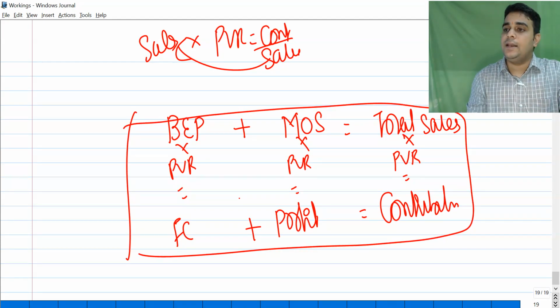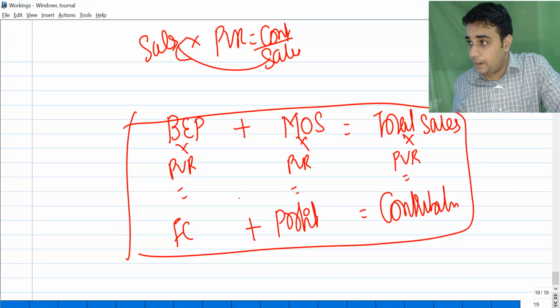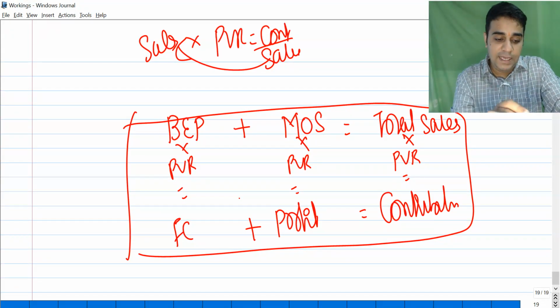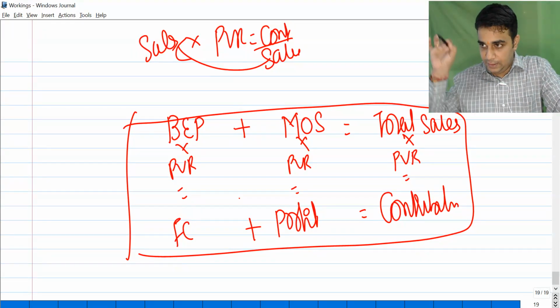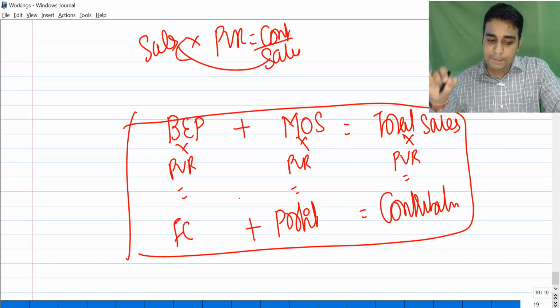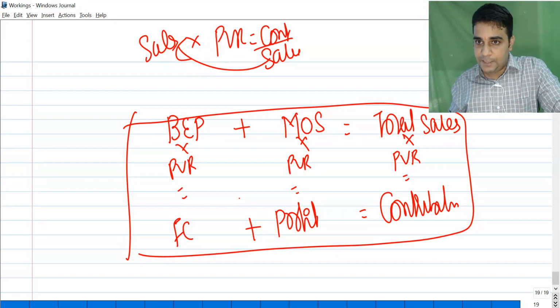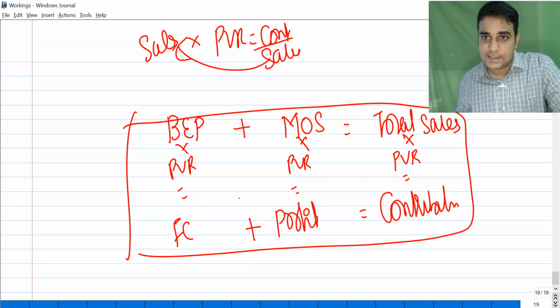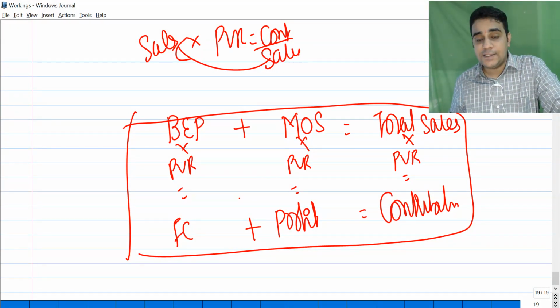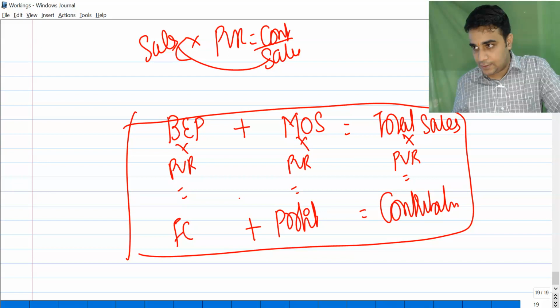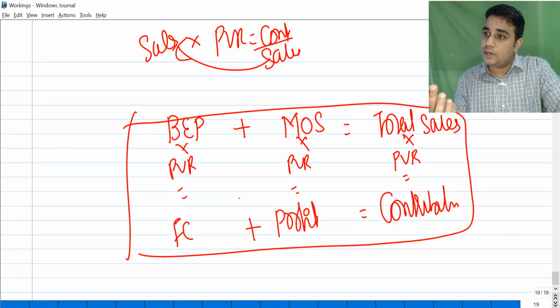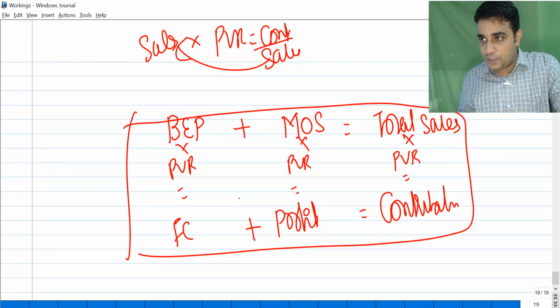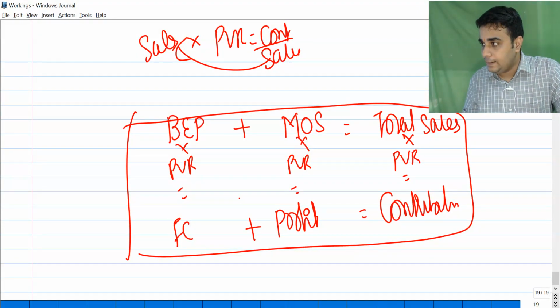Now this equation technically gives you 10 to 15 different formulae. What is the formula for break even point? BEP into PVR is fixed cost. So BEP is equal to fixed cost divided by PVR. I can also say BEP is equal to total sales minus margin of safety. Profit is equal to MOS into PVR. Profit is equal to contribution minus fixed cost. Multiple formulae can come. MOS is equal to profit divided by PVR.